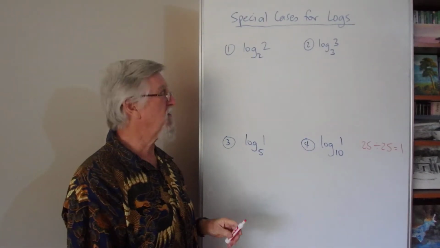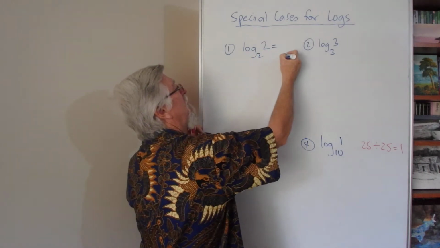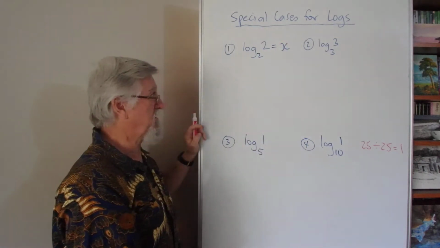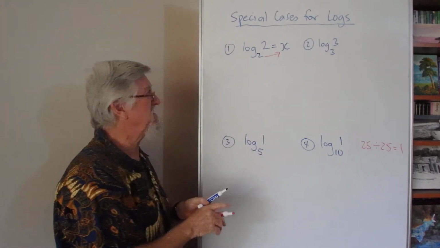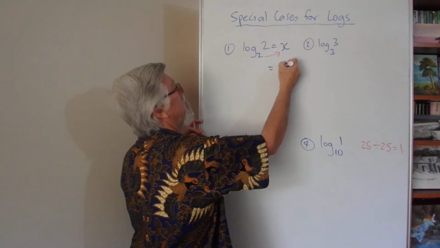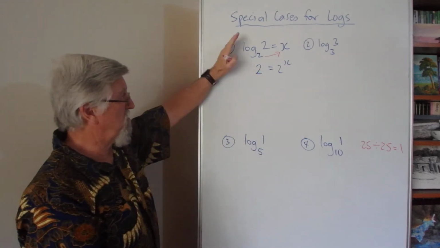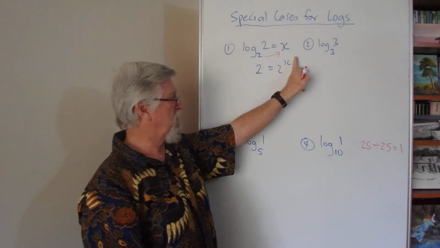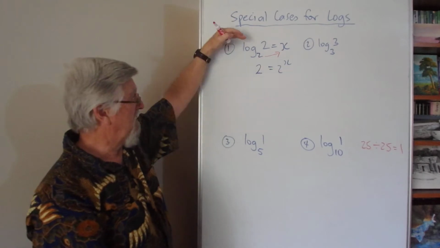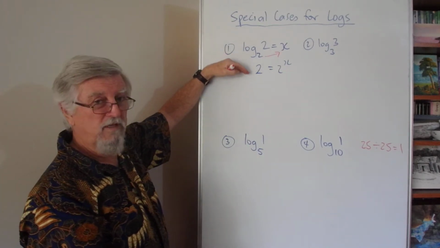Looking at special cases for logs. If I want to find the log of 2 with a base of 2, I want to find out what it is, I can put an X there. Then I have what I call the squish method. If you want to watch it, it's in earlier videos. If I squish the 2 out, I get the X on top, and this becomes a 2 there. Let's check if these two statements are the same. The log of 2 is X with a base of 2. So there's our log form and there's our index form, or exponent form, so that's correct.